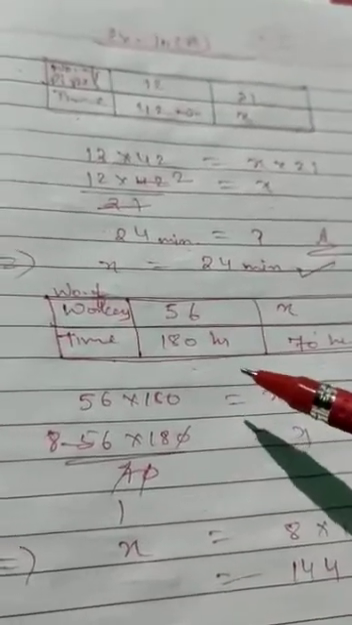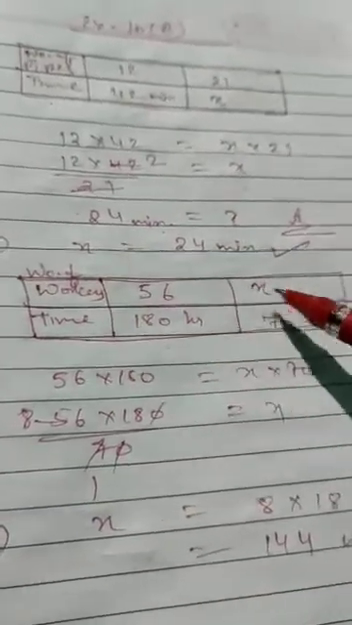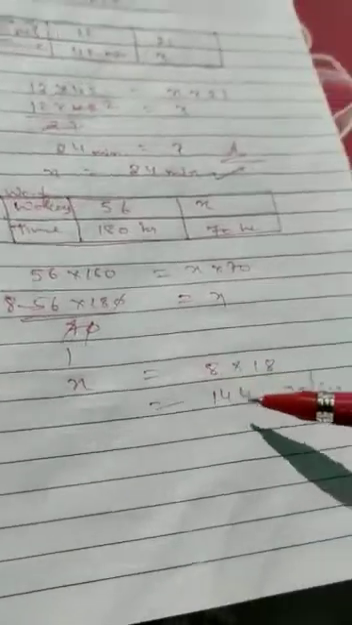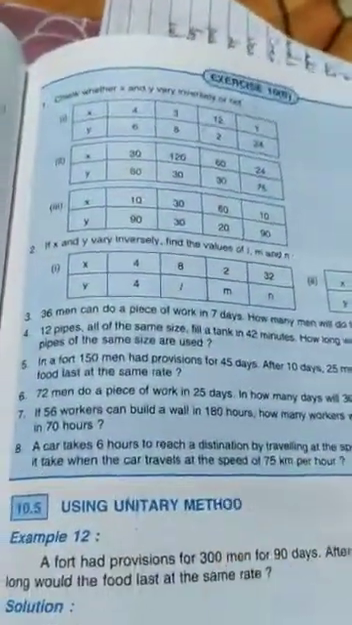So you will understand this is the process of inverse variation. So 56 into 180, x into this. After dividing you will get 144 workers, children. So complete 10b properly.